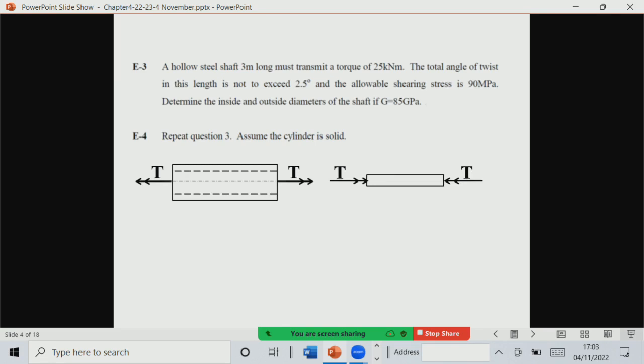So in question number 4, we had a solid circular cylinder which was subject to a torque of 25 kilonewton meters. The problem was asking us to design this solid circular cylinder in a way that the maximum shear stress does not exceed 90 megapascals and the angle of twist does not exceed 2.5 degrees. So questions 3 and 4 are similar, except as I said, one is solid, the other one is hollow. For the solid one, in order to design it, we just need the diameter. For the hollow one, we need both outer diameter and inner diameter.